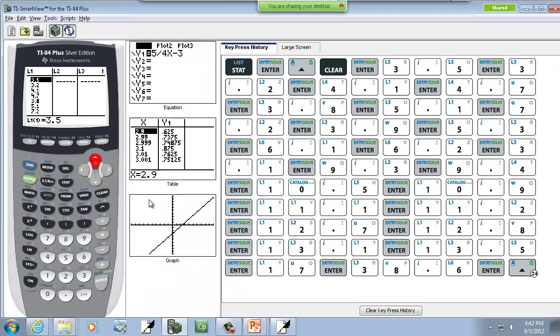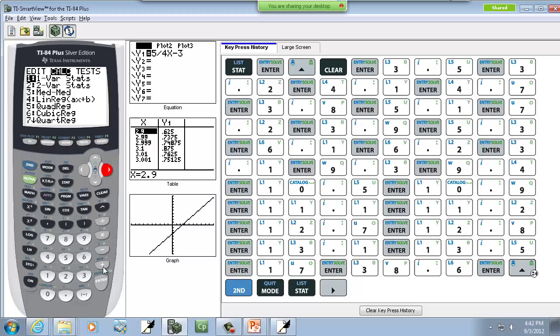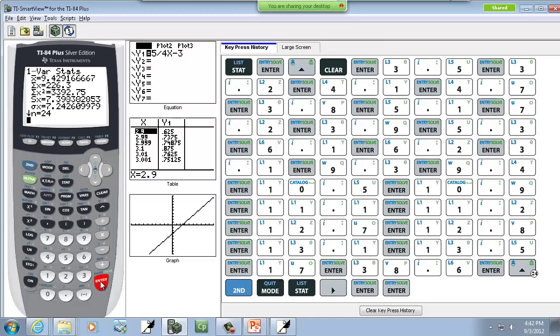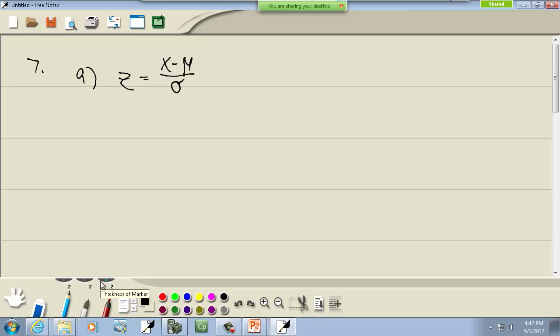So let me do a second mode to exit out. And now we'll press our stat. We're going to right arrow to calc. We'll do enter on one of our stats and press enter one more time. This is going to give us a lot of useful information. So let me come over here.